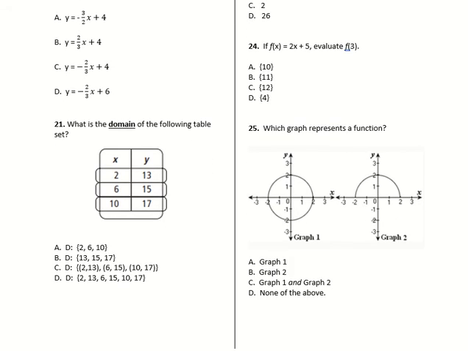21. What is the domain of the following table set? A, the domain is the set 2, 6, 10. B, the domain is the set 13, 15, 17. C, the domain is the set including the points 2, 13, 6, 15, 10, 17. D, the domain is the set 2, 13, 6, 15, 10, 17.